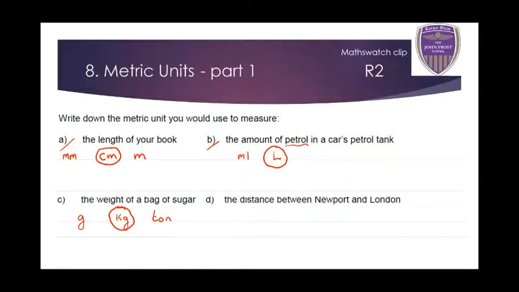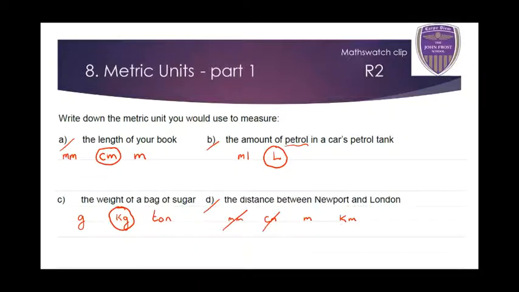So question D now. The distance between Newport and London. Okay, so let's think about our distances again. Millimeters are a bit too small. We've got millimeters, but it's definitely not millimeters. Then we've got centimeters and we've got meters, but we also have kilometers. Okay, so we said before, millimeters was used to measure insects and plants, so it can't be that. Centimeters, well, we measured a book in centimeters, so it can't be that.